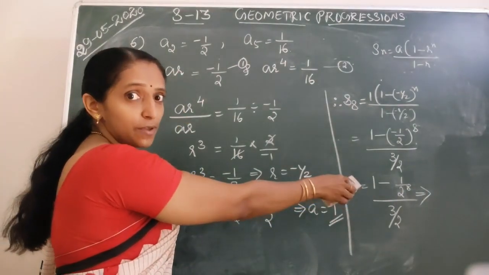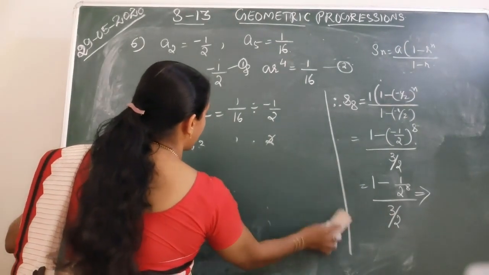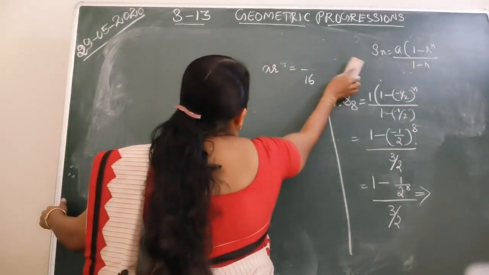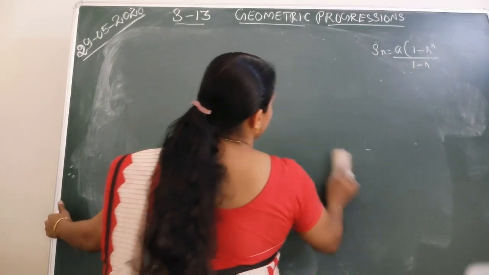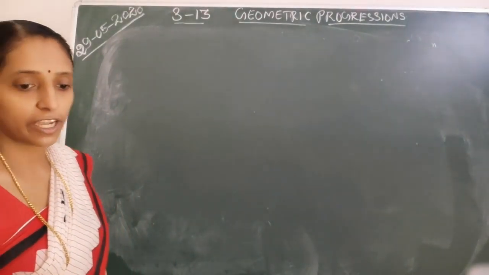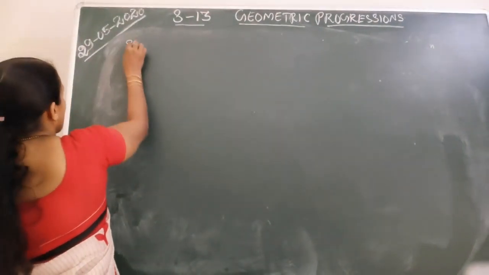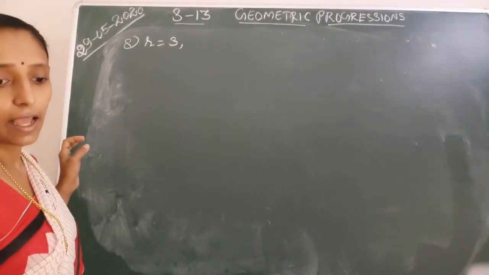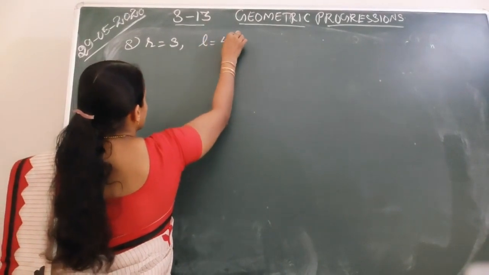This part you can simplify. That's why I left there. Due to lack of space, you do it, simplify and find the final answer. Okay. Then, question number 8. Question number 8 will be, find the first term, common ratio is 3. Common ratio R is given as 3, right? And last term is given as 486.